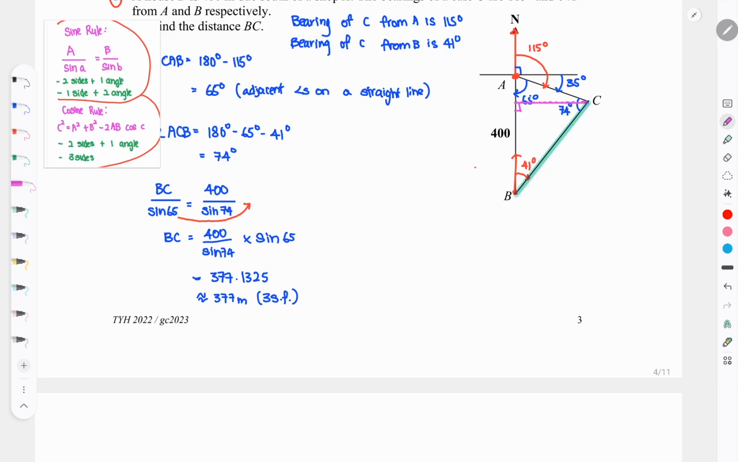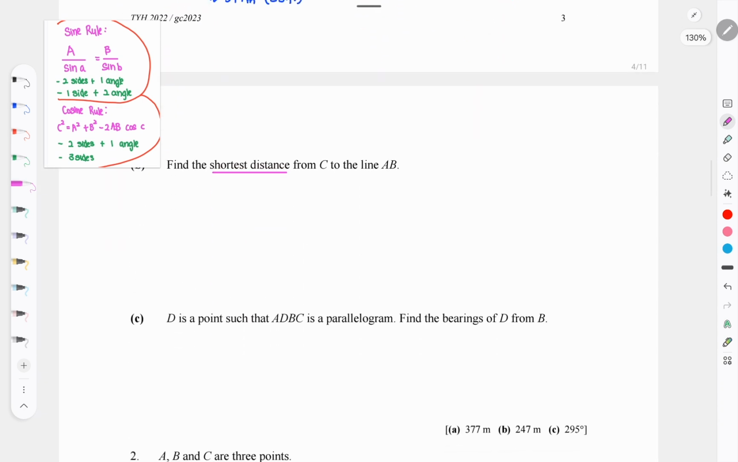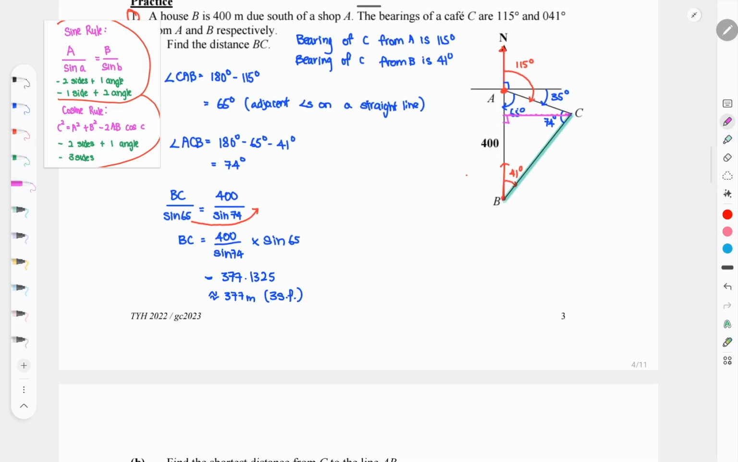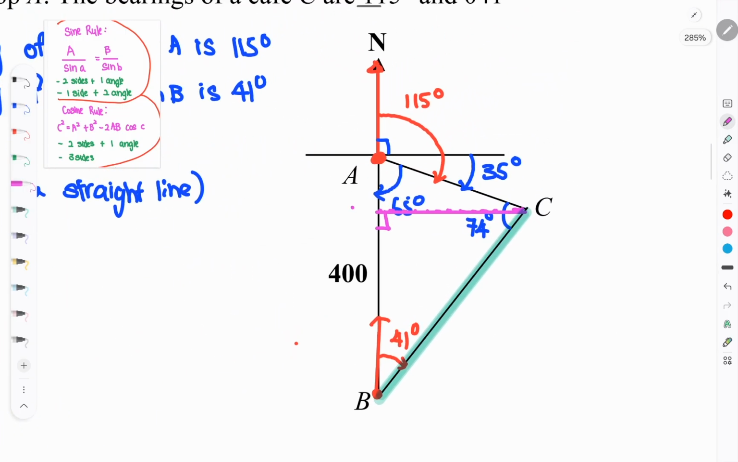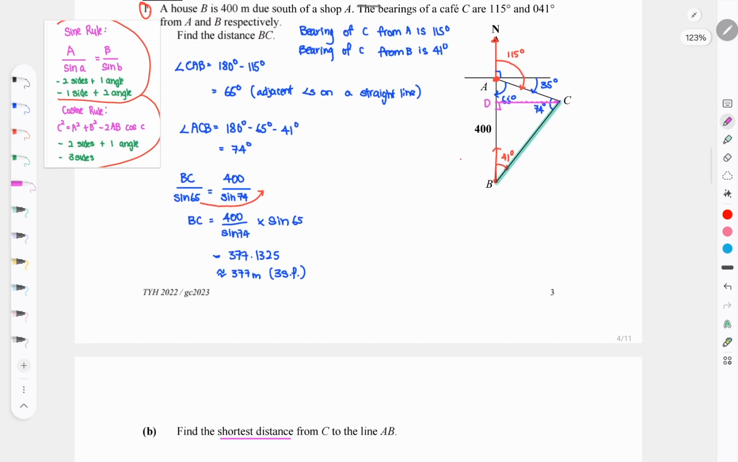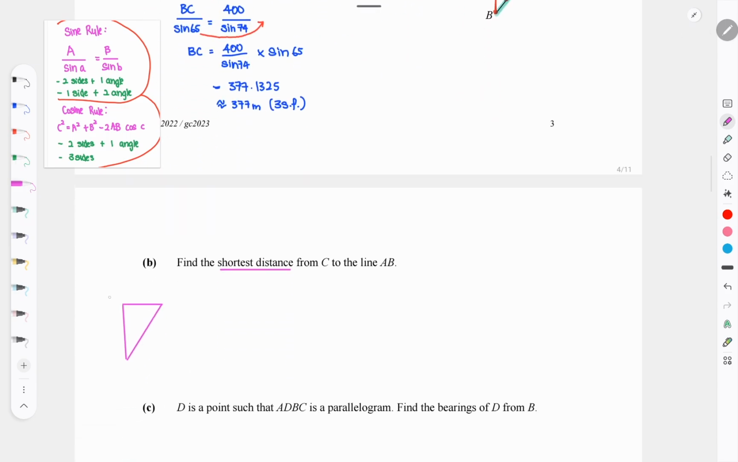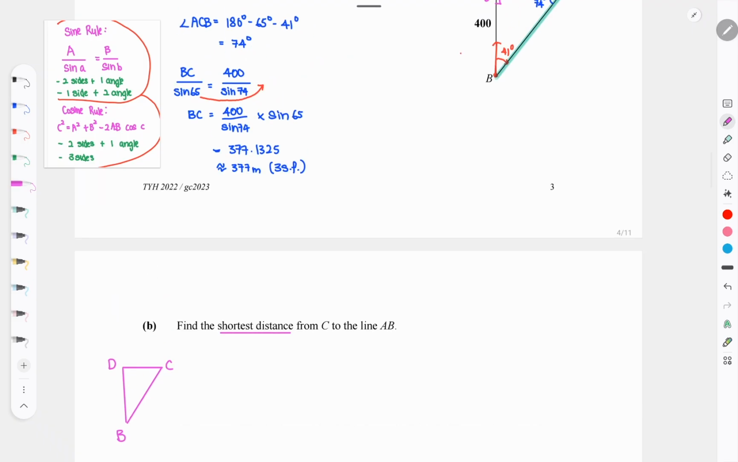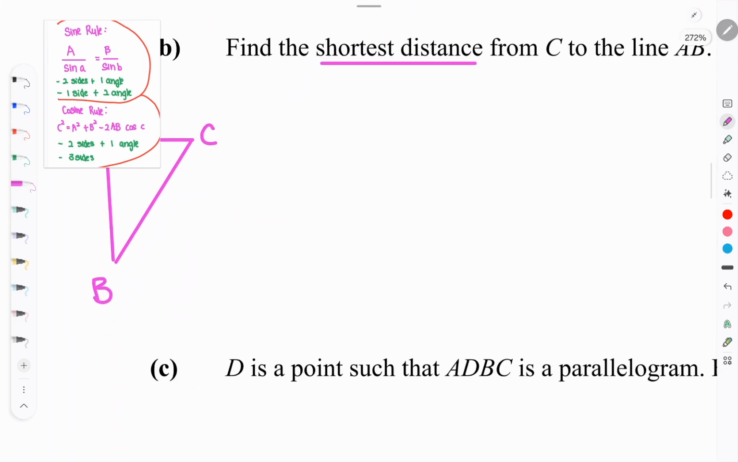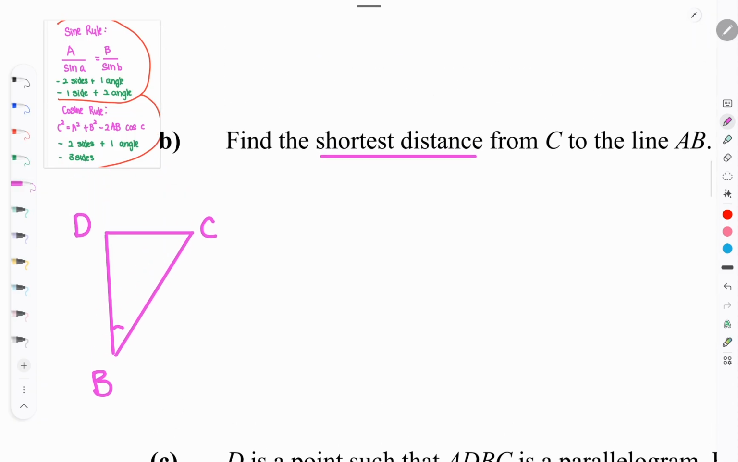Let me redraw the triangle below without having all the extra things inside. So I have this one now. Let me label this part over here as D. So when I draw the bottom triangle, it will look like this: D, C, B. The bottom is 41 degrees, so I'll put 41 degrees.